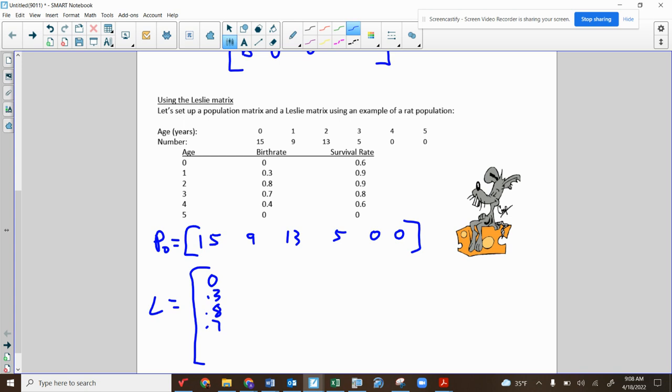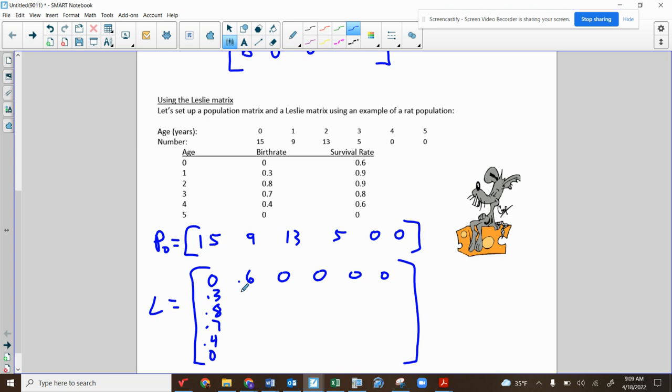If you want to put 0.7, that's perfectly fine. I'm just going to put the decimal point on there. Okay, survival rates then. So the very first survival rate will go right next to your first birth rate, 6 numbers down, so 6 numbers across. Since I have 2 there, there's 3, there's 4, there's 5, there's 6.